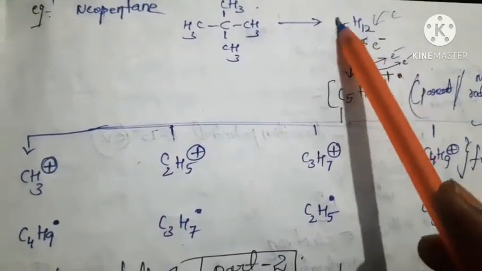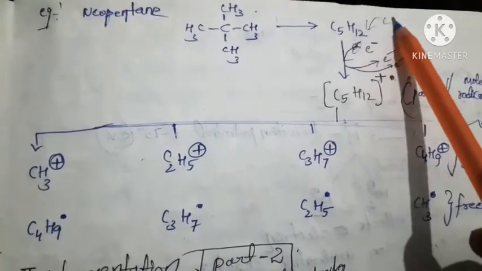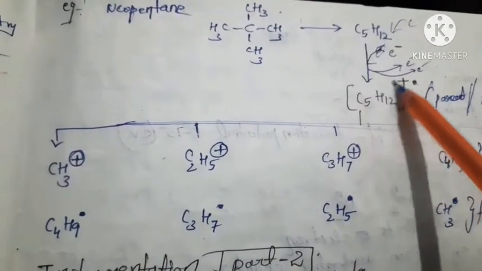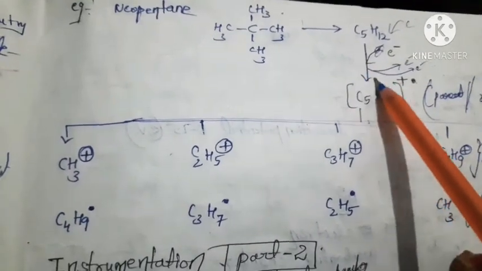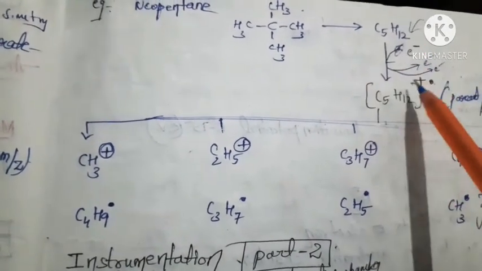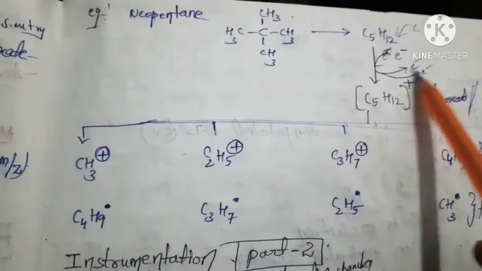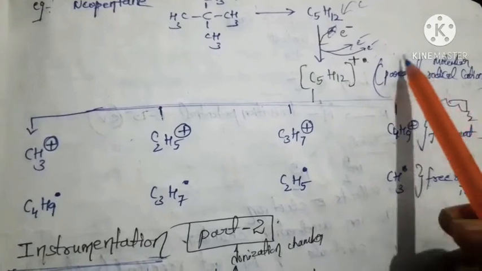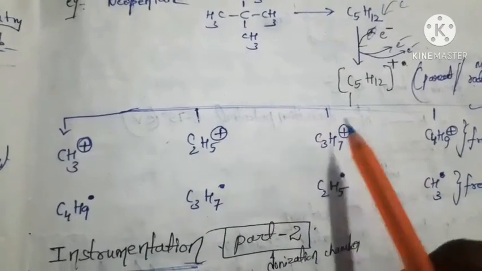See, this is C5H12, neopentane. So bombardment of electrons will occur. See, here two electrons are removed: one is the bombarded electron and one electron is from the molecule. As one electron is removed, one electron will remain within this molecule, represented in the form of a radical. As one electron is removed from the molecule, we have to mention the positive charge. So this is the parent ion, or the molecular ion, or the radical cation. This is highly unstable because a radical is present, so fragmentation will occur.